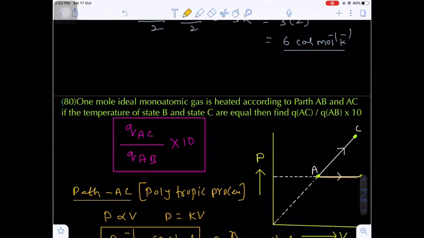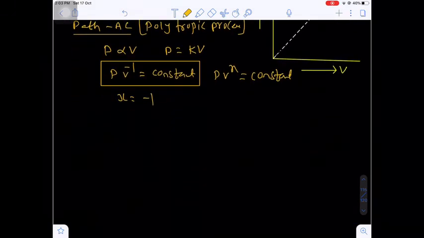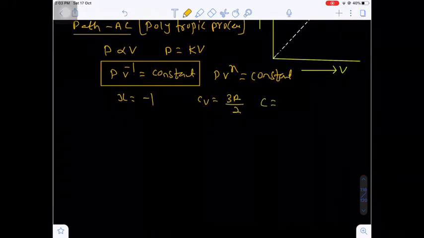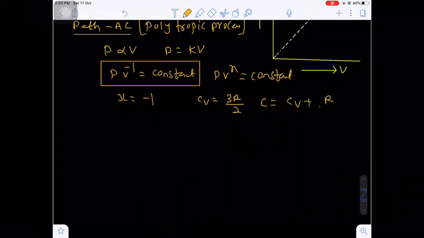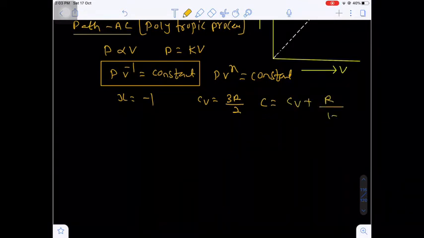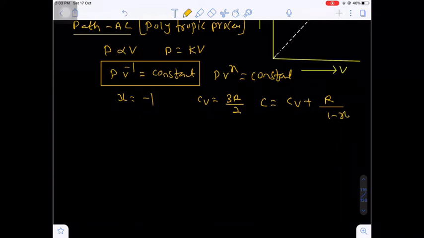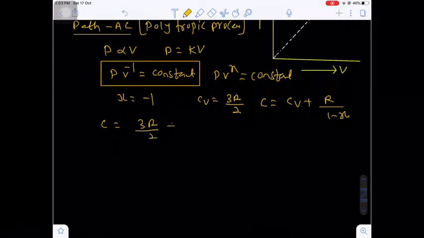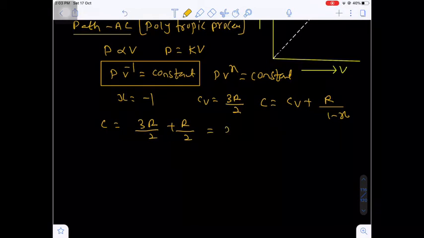Now, this is which gas? Monoatomic gas. We know for monoatomic gas, CV will be equal to 3R by 2. Now, how to find the C? That will be equal to CV plus capital R upon 1 minus x. Are you getting my point? From here, C will be equal to 3R by 2 plus R by 2, because minus of minus gives plus. So overall C equal to how much? 2R.